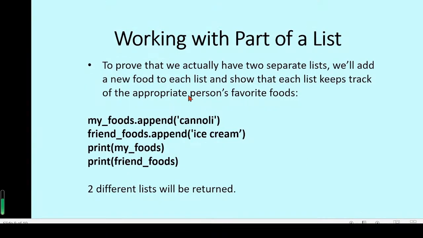To prove that we actually have two separate lists, we will add a new food to each list and show that each list keeps track of the appropriate person's favorite foods. So in the My Foods list, we append cannoli, and in the My Friends Foods list, we append ice cream. Then we print out the lists.